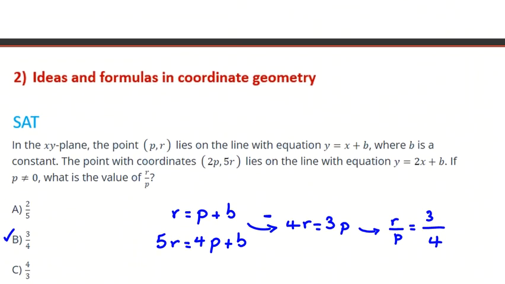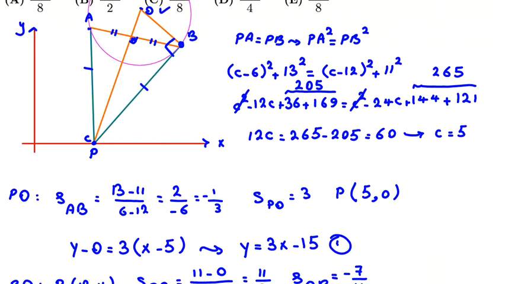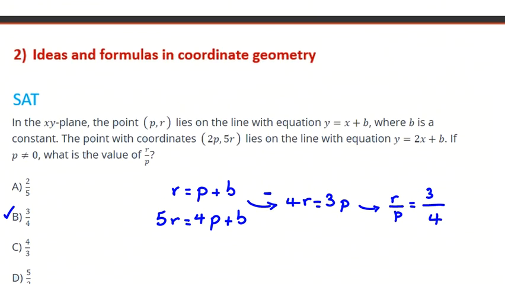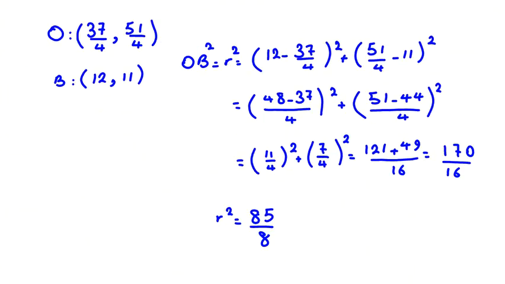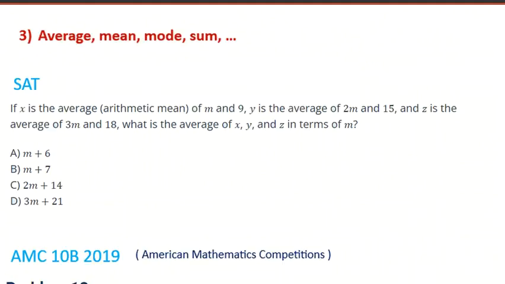Okay, it was a problem of coordinate geometry, which was so much harder than an SAT problem, but solving these problems helps you to solve SAT problems easily and also prepare for other exams that are important. It was the second idea. Third idea is related to average, mean, mode, sum. SAT. If x is the average, when you have an average, let me tell you something. It will be x1 plus x2 up to xn over n, equal to the average or mean.